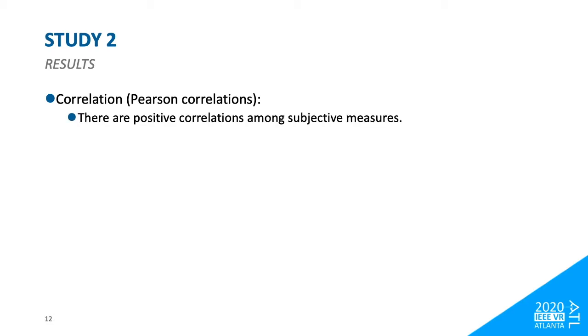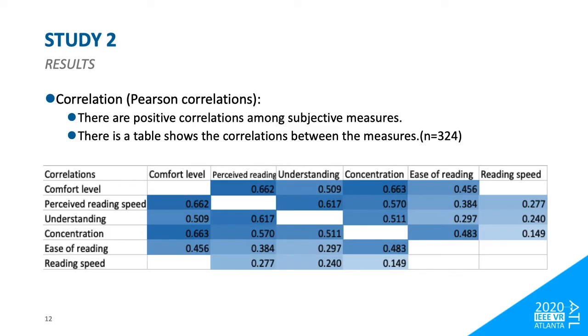And also, as for the subjective measures, here is a table which shows the correlation between the subjective and objective measures. It just shows the measures which have correlation relationships. And moreover, the darker, the stronger the relationship. As you can see, the comfort level has a positive correlation with other subjective feelings, such as the reading speed, the understanding or the concentration. However, it is interesting that the objective measures don't correlate well with the subjective measures.